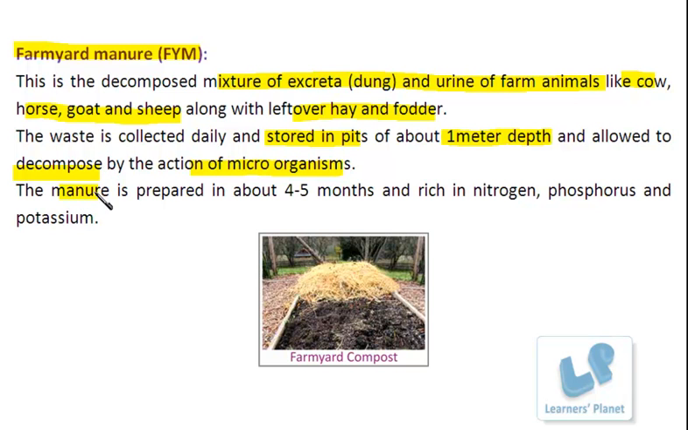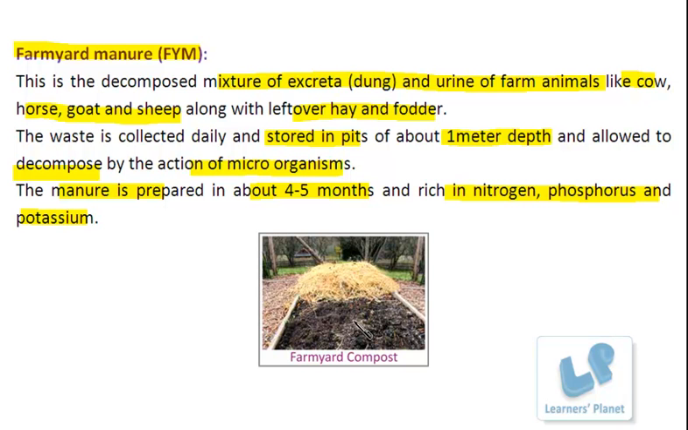Right. So in this way, the manure which is produced takes about 4 to 5 months and is rich in components like nitrogen, phosphorus, and potassium. Besides this, other products required for plant growth are also present. Here is a picture showing this farmyard compost. This is the pit, or the space where the excreta is collected along with the fodder or the leftover hay. In short, it is waste obtained from the shelter of these farm animals.